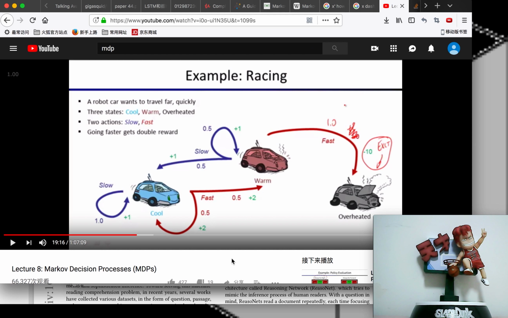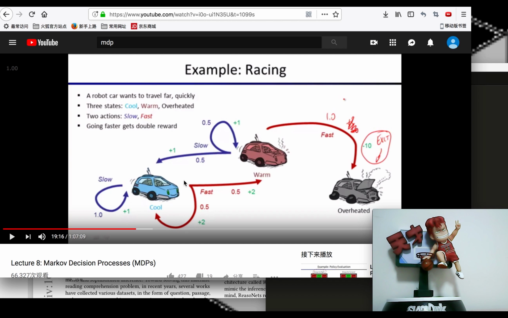And when you do drive slow or drive fast in any of these states, there's a probability of the car transition to another state. For example, if your car is cool now, and if you drive slow, then there's 100% that the car is gonna keep cool. And if the car is in warm state and you drive slow, there's 50% probability that it's gonna turn cool, and 50% probability that it's gonna keep warm. And if you drive fast when the car is warm, then there's 100% probability the car is gonna be overheated here.